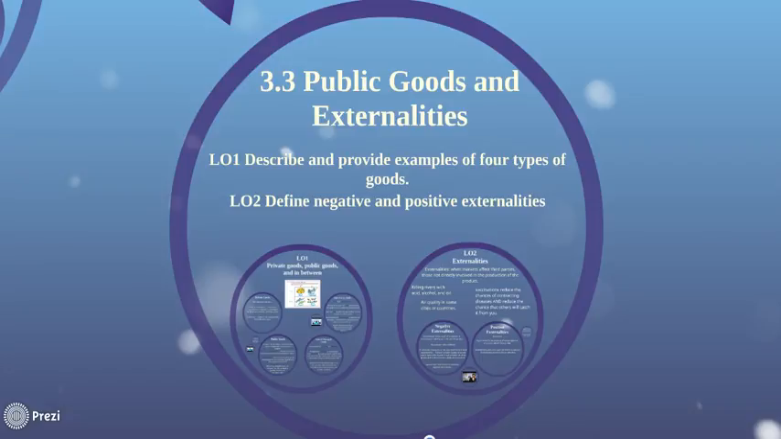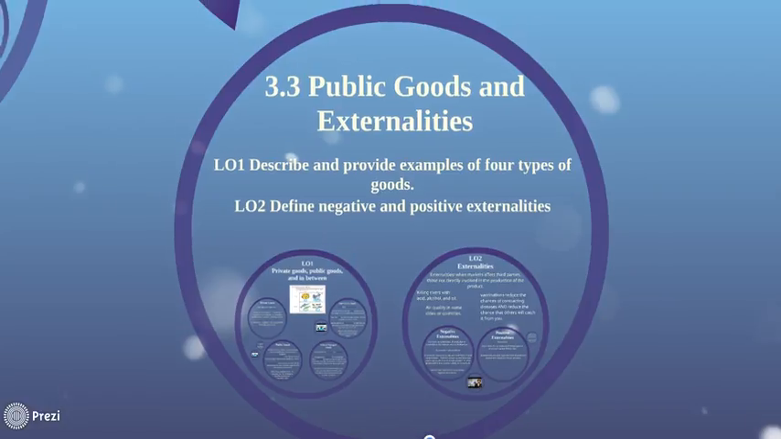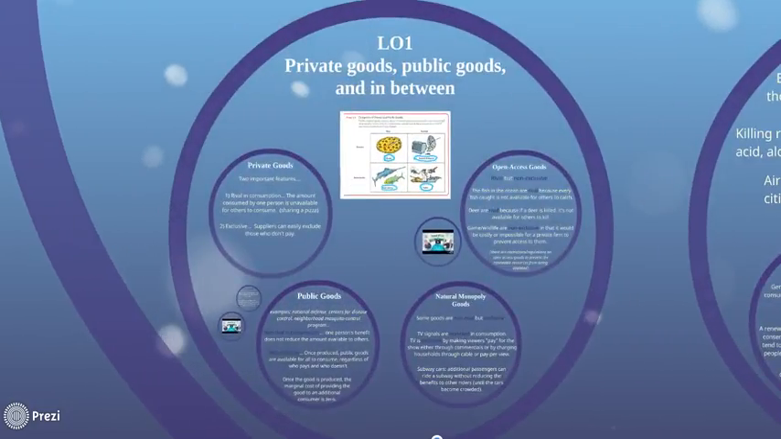Right, section 3.3, public goods and externalities. Describe and provide examples of 4 types of goods and then define negative and positive externalities. Learning objective 1 is a little bit confusing just because, again, there's new vocabulary words that you may not be familiar with and we need to figure out how they work in our language, and we will.